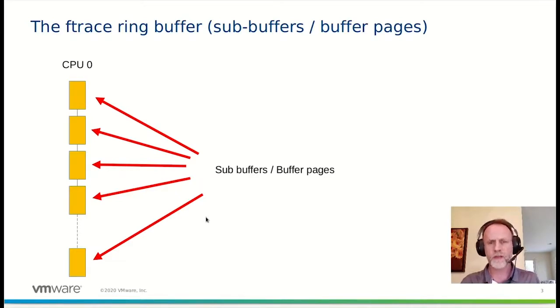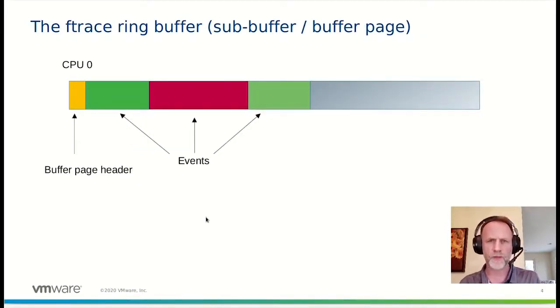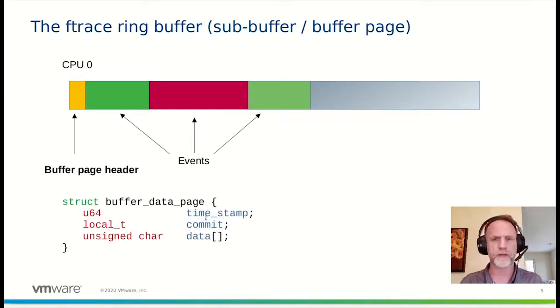So let's look at the single buffer page. Since the buffer page happens to be self-contained and also controls how the timestamps work, we only have to worry about the buffer page for this talk. When you look at the buffer page, you'll notice that it has a header. That buffer page header is defined by the structure buffer_data_page. And the very first item in that buffer data page is a 64-bit timestamp.